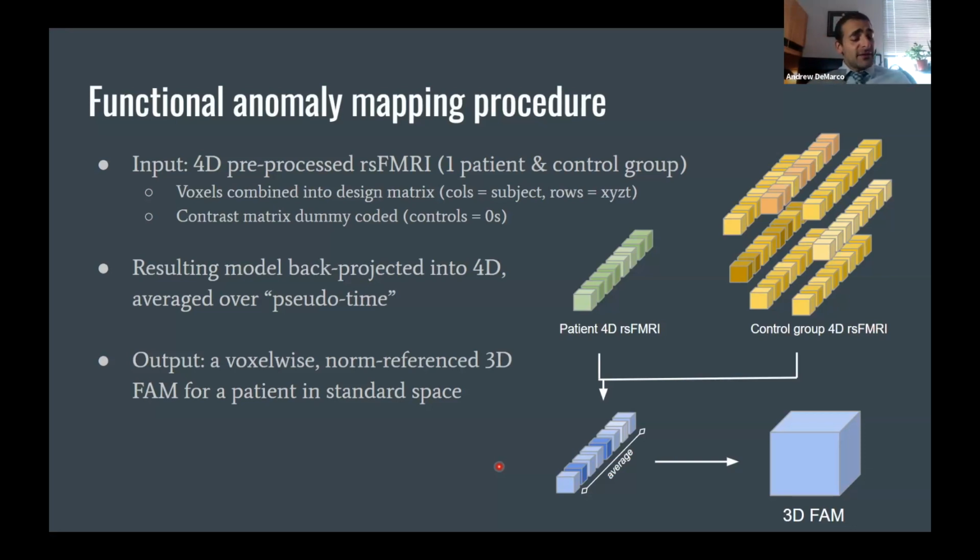And what we get is a 4-dimensional back projection that also sort of occurs over time. So it's x by y by z by t. And we're going to average over the quote unquote pseudo time dimension. What that gives us is a norm referenced and normalized, spatially normalized 3D functional anomaly map for a given patient. And it says at each voxel how much deviation you might have observed relative to the reference cohort, considering all the points in space and over time. At least that's the idea.